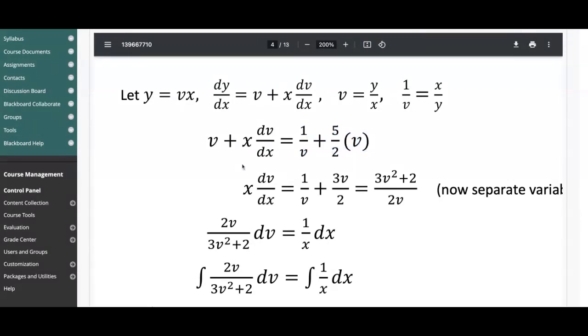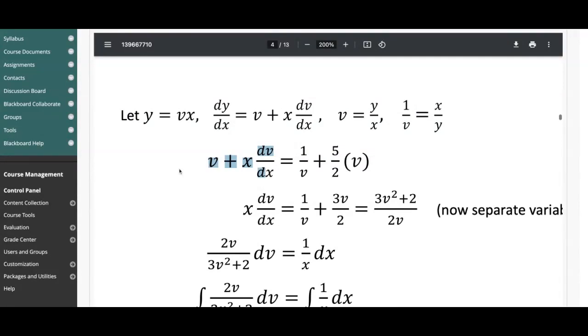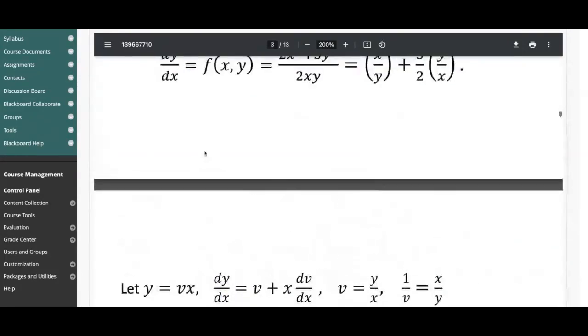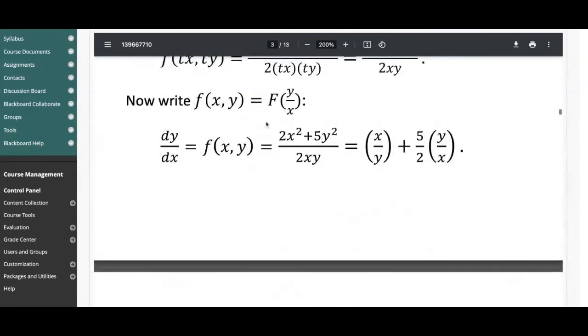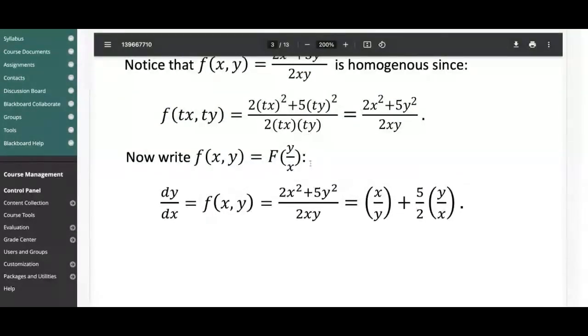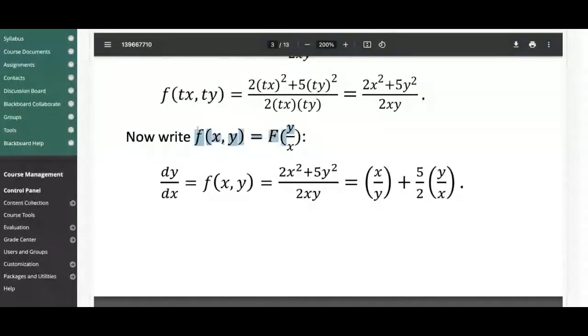All right, so now we have this dy/dx. Let me start from here. Right, so we checked the homogeneous function, and we want to write this. So this is a step, right? We want to represent the variable with y over x, because we're going to use v to substitute y over x. So 2x squared plus 5y squared over 2xy now becomes x over y plus 5 over 2 times y over x.